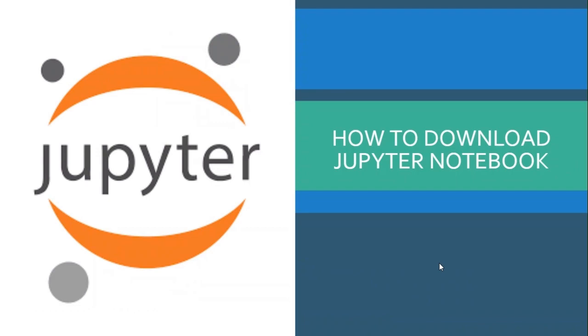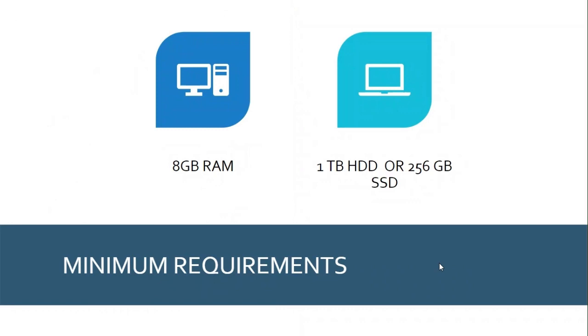Hello everyone. We need Jupyter Notebook to write and run Python programs. To get the Jupyter Notebook, we need to download Anaconda. Before downloading, we need to check minimum system requirements. So the minimum requirements are 8 GB RAM and 1 TB HDD or 256 GB SSD is required.